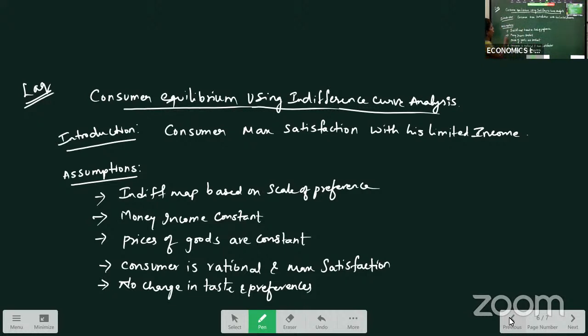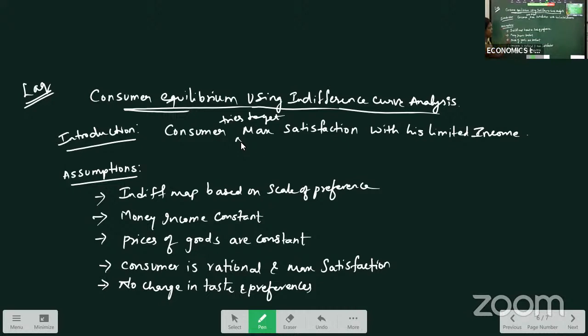First thing, what do you mean by consumer equilibrium? Equilibrium means what? Equal. What should be equal? Whatever money I am giving should be equal to the satisfaction I'm getting. How much money I'm paying, that much satisfaction I want. That is what we say. The consumer tries to get maximum satisfaction with his limited income. That is called consumer equilibrium.